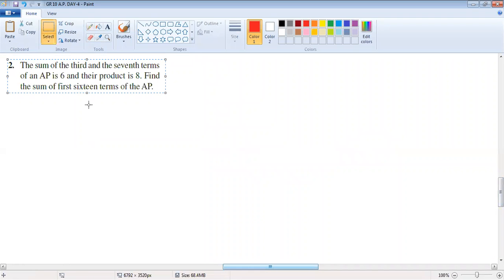See what is it? The sum of the third and seventh term. So now what is given? Let us write it. Sum of the third and seventh term, T3 plus T7, is 6. And here it is said T3 into T7, the product, is 8.